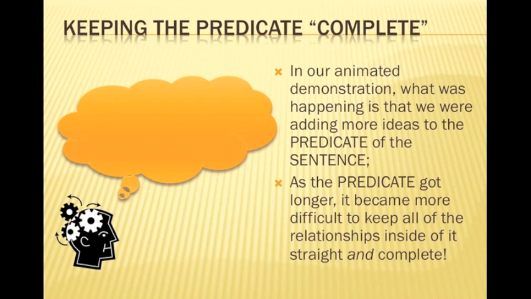So again, the predicate itself may get more and more complicated. If you remember in our animated demonstration, what was happening is that we were just adding more ideas to the predicate of the sentence. So as the predicate got longer, it became more difficult to keep all of the relationships inside of it straight and complete.